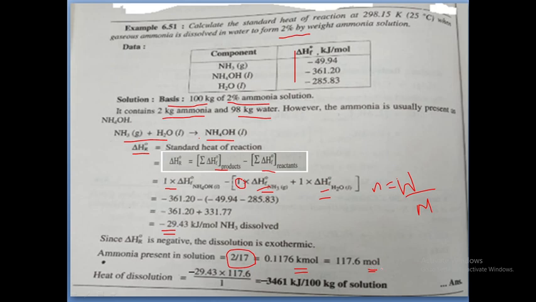So as per the reaction, 1 mole of ammonia gives a standard heat of reaction of minus 29.43. As per the problem, for 117.6 moles, what is the value? Minus 29.43 into 117.6 divided by 1. Finally we get minus 3461 kilojoule. Is it correct? So this is the exothermic reaction. Are you clear or not?